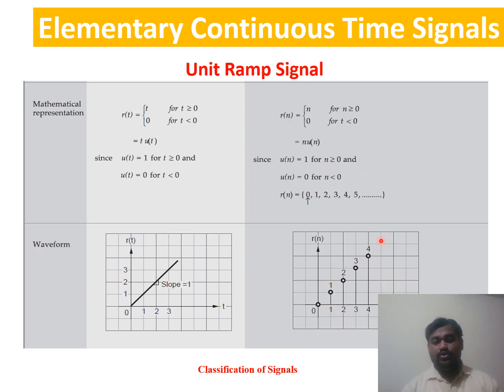Then the next one is represented by r of n, in case of discrete. Similarly here, if you substitute n equal to 0, r of 0 equal to 0, r of 1 equal to 1, r of 2 equal to 2, r of 3 equal to 3, it goes on. So 0, 1, 2, 3, 4, it goes on. This is a unit ramp signal.